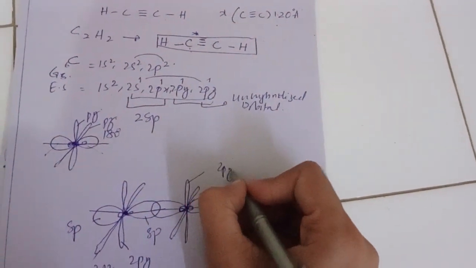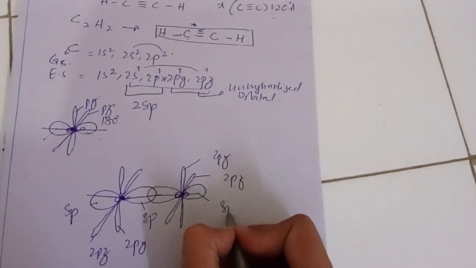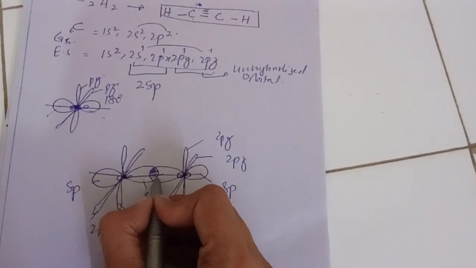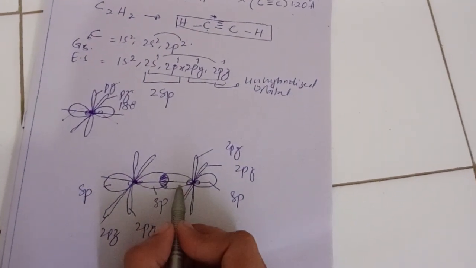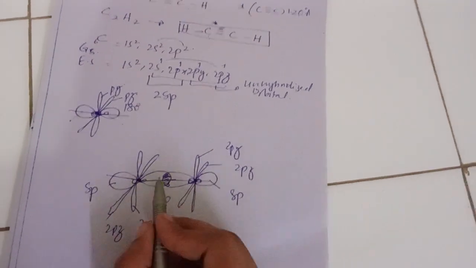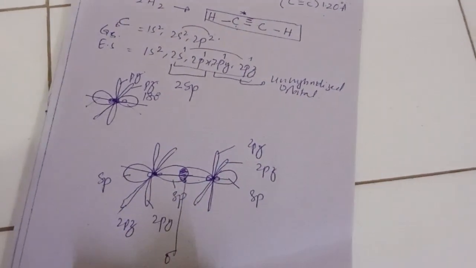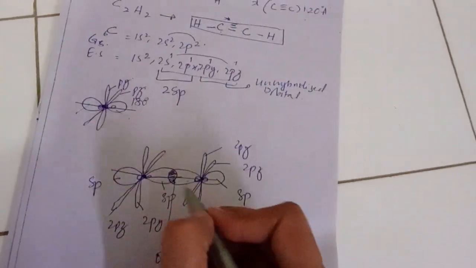This is 2py, this is 2pz, sp hybrid orbital. Here we can easily identify that there is end-to-end or head-on overlapping of the carbons. The sp hybrid orbital of one carbon overlaps with the sp hybrid orbital of the other carbon, making the sigma bond between the carbons. This is the sigma bond between the carbons.